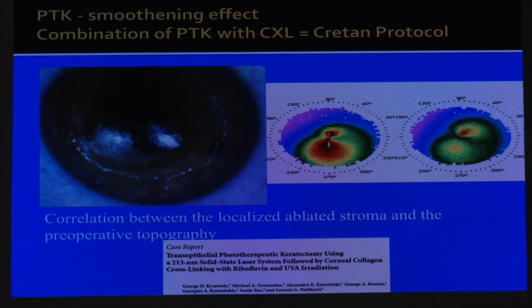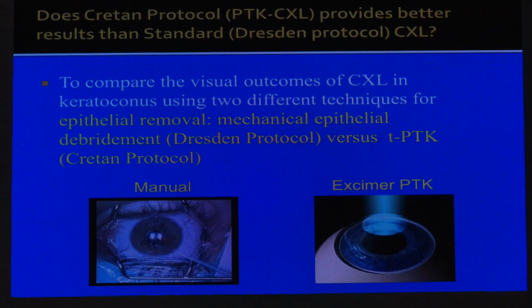So we showcased this in our first paper which we published, in which you can see again the pre and post operative topography, and you could also see the Bowman ablation which has happened at the apex of the cone. Again, we went on to do a long-term study between this new protocol, which was a combination of PTK and CXL, called the Cretan protocol, versus only the standard Dresden protocol in a long-term manner.